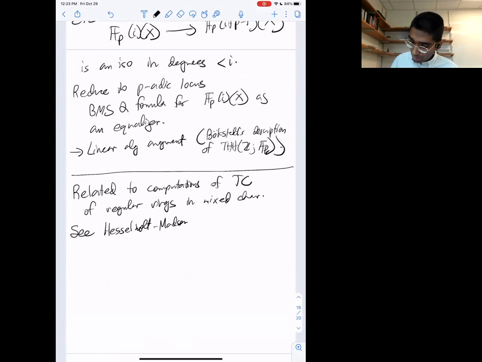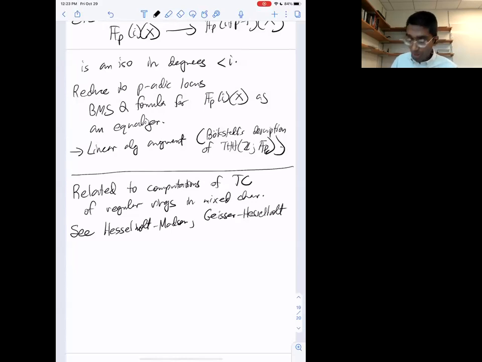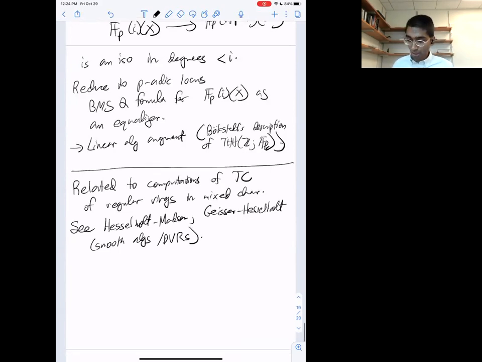Hesselholt and Madsen, and Geisser and Hesselholt. And I think this is mostly in the case of smooth algebras over DVRs. And in their work, they compute TC using the more classical approach to TC, that before the work of Nikolaus and Scholze, so using TR and using connections with the de Rham-Witt complex.